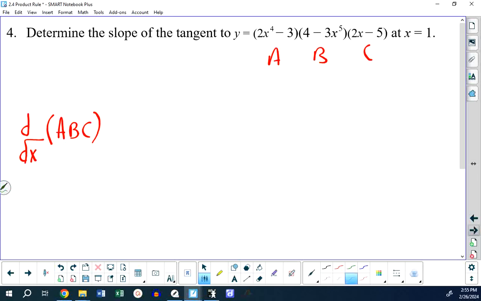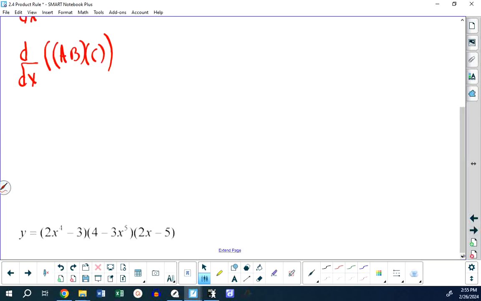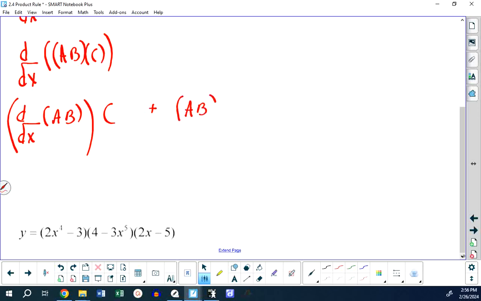Well, let's make this the product of two things. I know how to find the derivative of this. It's going to be the derivative with respect to x of AB multiplied by C. So I'm taking the derivative of the first times the second plus the first times the derivative of the second. However, this is something we know how to differentiate because it's the derivative of a product.